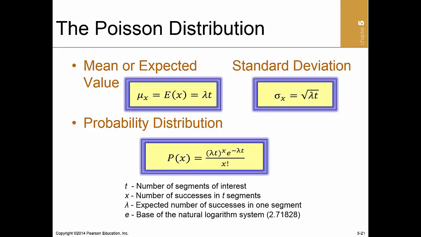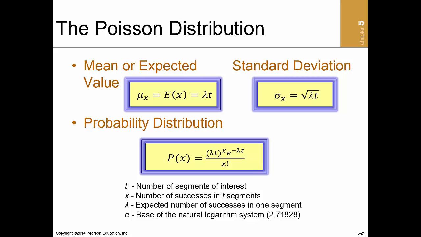Another important point is that lambda times t, the average number in t segments, is not necessarily the number we will see if we observe the process for t segments. The actual arrivals will form a distribution with an expected value, or mean, equal to lambda times t. Once lambda and t have been specified, the probability for any discrete value in the Poisson distribution is found using the Poisson probability distribution equation.